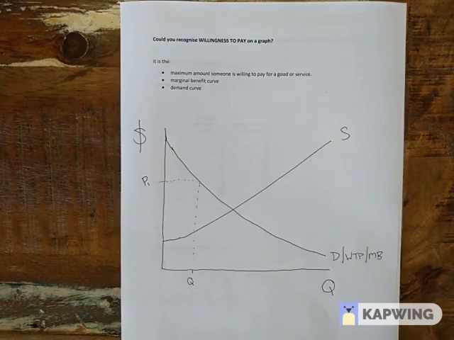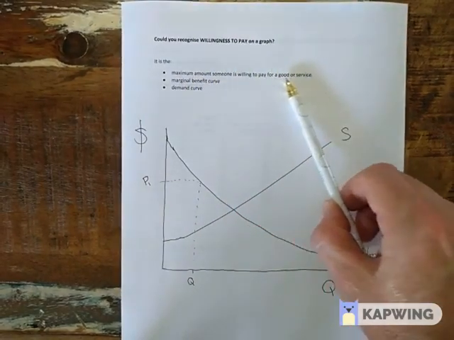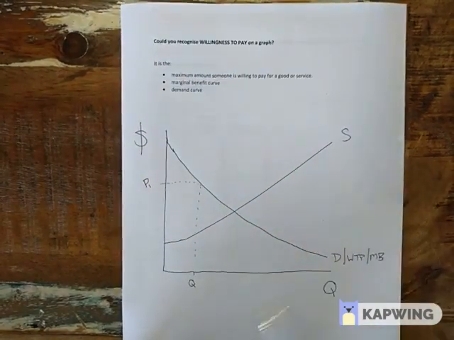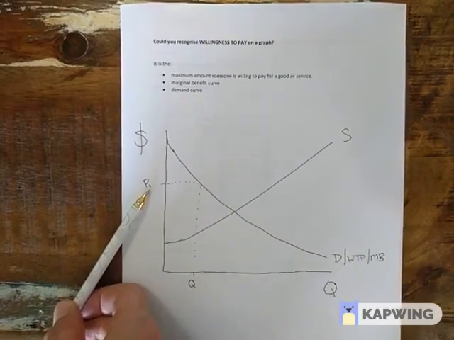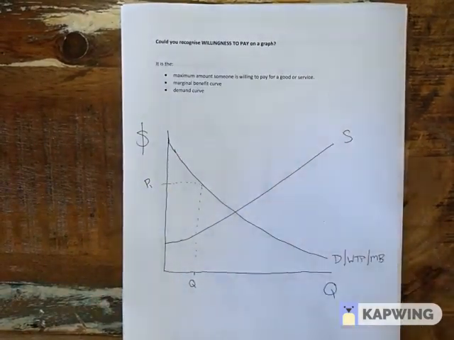So just understand where to find it on a graph, understand what it represents, understand that it represents the maximum amount someone is willing to pay for a good or service. Represented here, we have a quantity of a good or service and the maximum amount someone's willing to pay based on this willingness to pay curve.